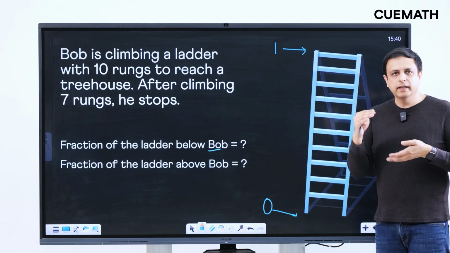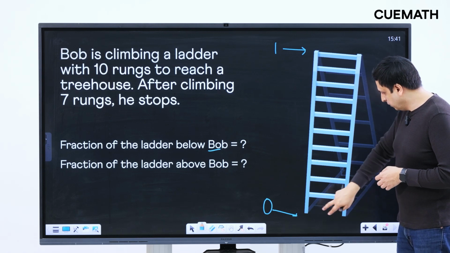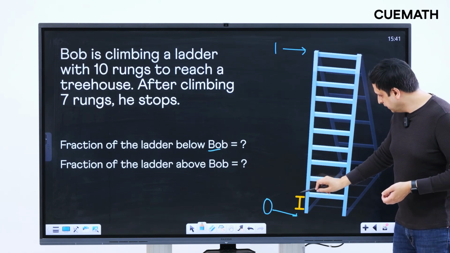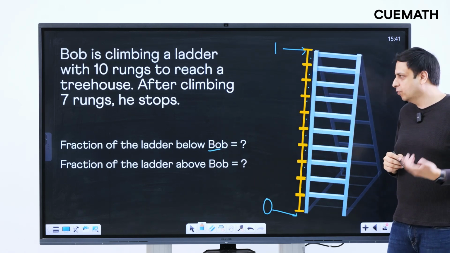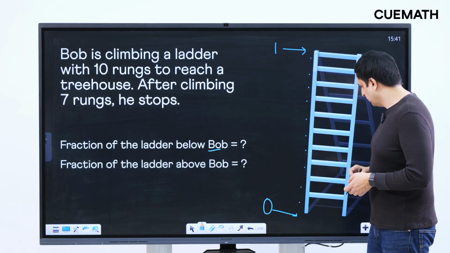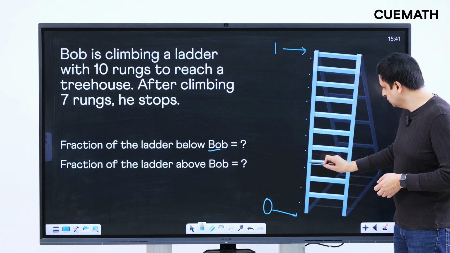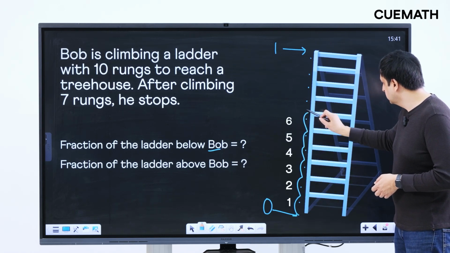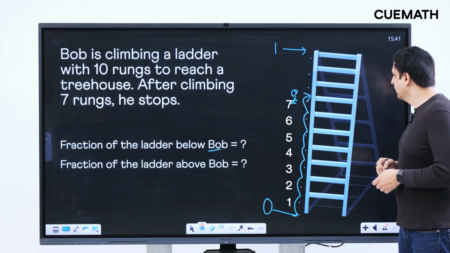So what do you think will be the distance between any two adjacent rungs? So how many parts is this distance being divided into? So we have 1, 2, 3, 4, 5, 6, 7, 8, 9, 10. So 10 equal parts. Now Bob, after climbing 7 rungs, he stops. So let's see where he stops. So he'll go here, here, 1, 2, 3. So let's actually draw it. 1, 2, 3, 4, 5, 6, 7. So this is where Bob is on this rung when he stops.